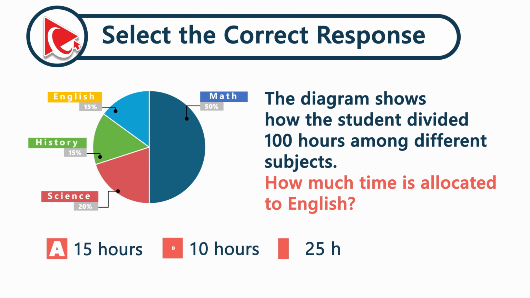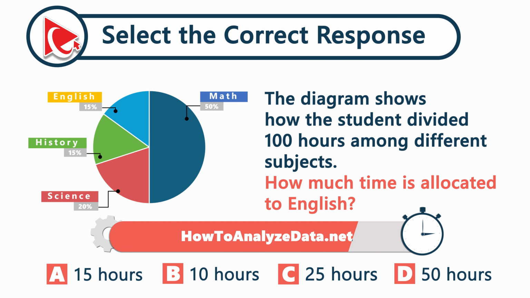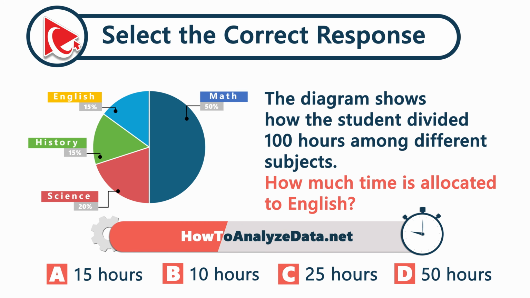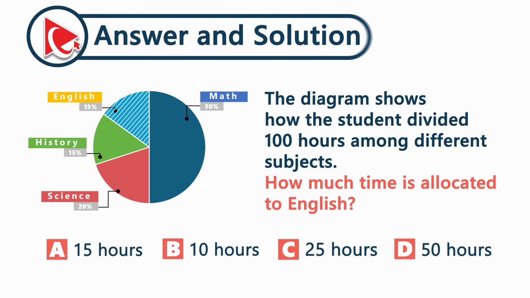You're looking at how the student divided their 100 study hours across 4 subjects. Your job, figure out how much time they spent on English. Zero in on the English section.